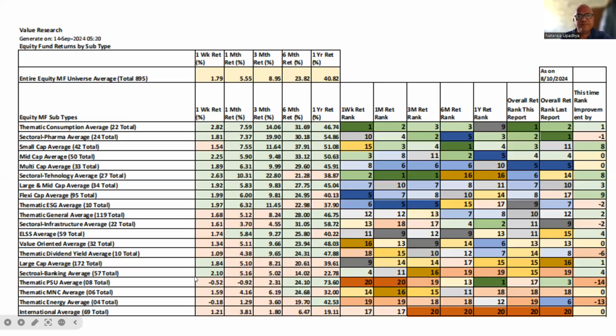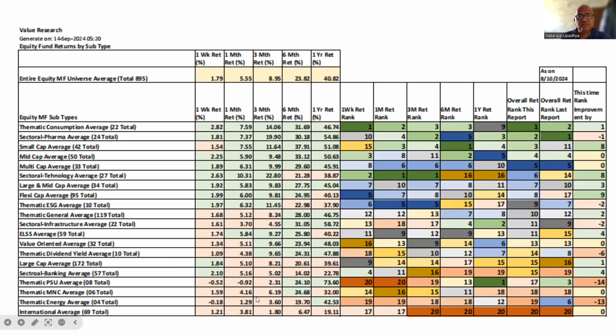Sectoral banking, green for this week. That means this week banking funds did well, above average, but below average comes to all other timelines. Overall ranking is 15, but it used to be 19. So there is a gain by 4 points.